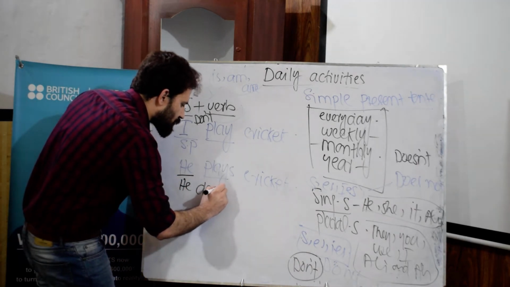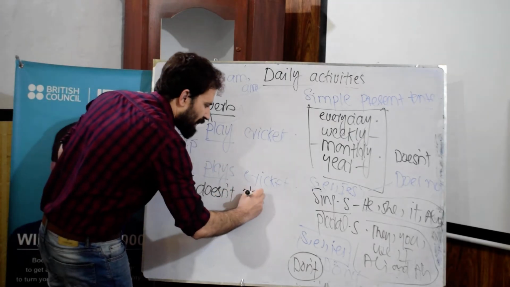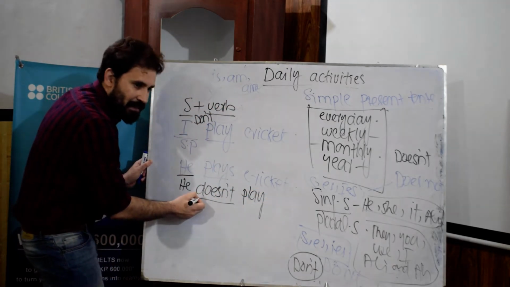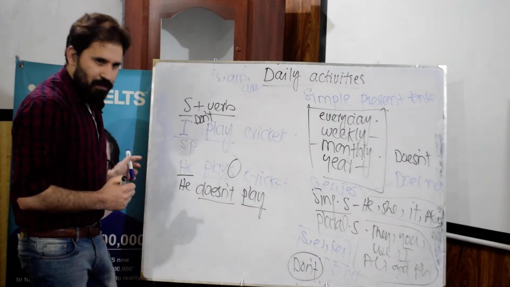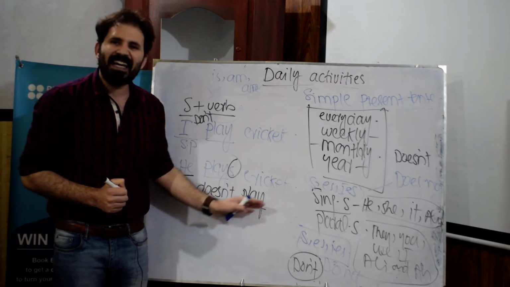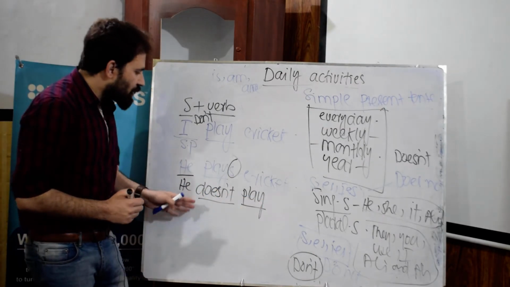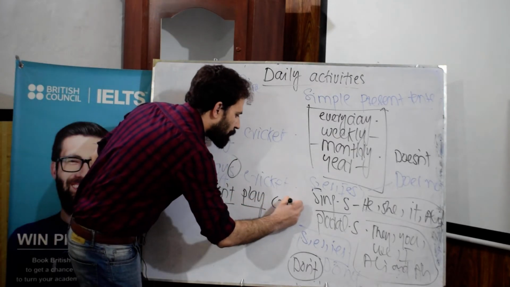We will put, first of all, "doesn't". Now we want to put the verb "play". When you put "doesn't" with the verb, we do not add "s" to the verb. Whenever there is "does", we are not supposed to put "s" with the verb. So how can we say it? He doesn't play cricket. Clear? He doesn't play cricket.